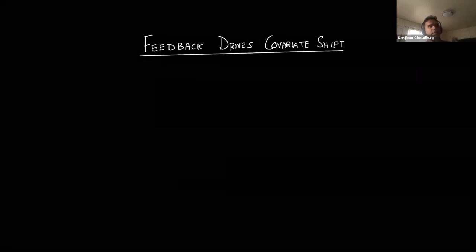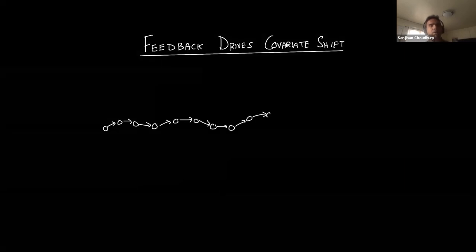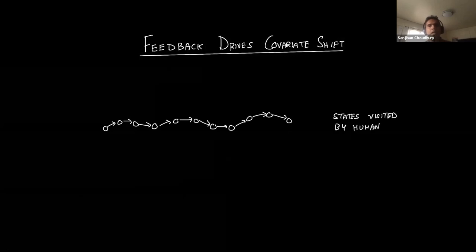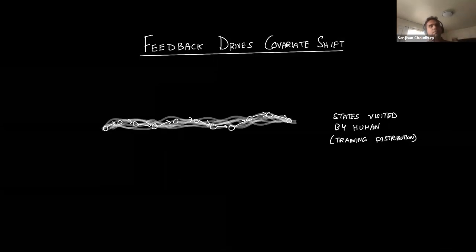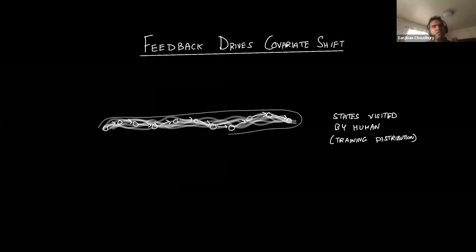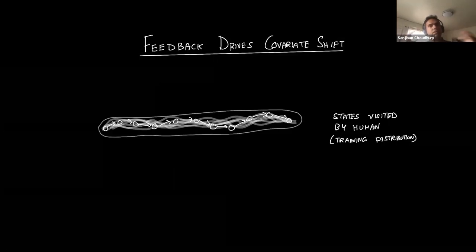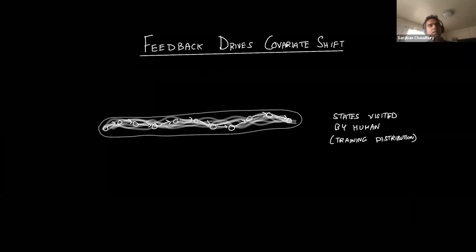To better understand this, let's look at our problem somewhat abstractly. We have a human policy that visits a sequence of states in any given trial. If we repeat trials over and over again, we see that the distribution of states concentrate in a region, right? This is because the human's pretty good. The human is always staying in a basin of good enough states. And this is the distribution of inputs that the learner sees, okay?